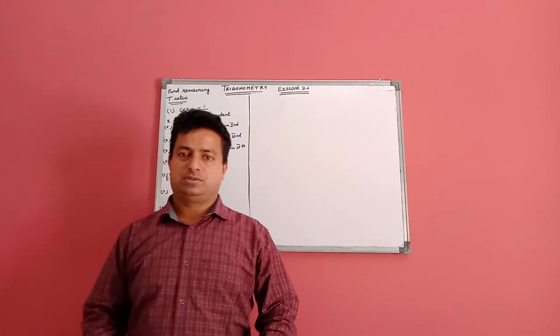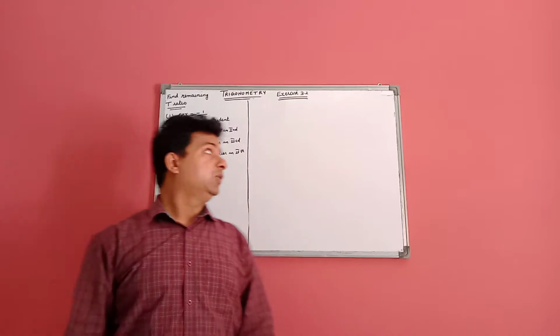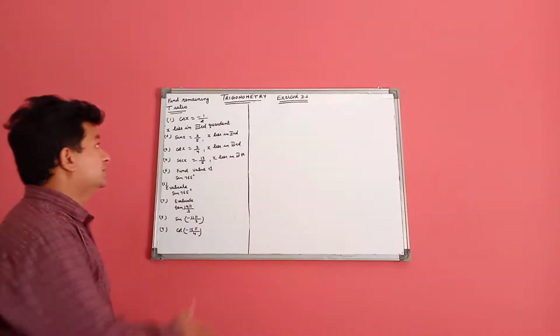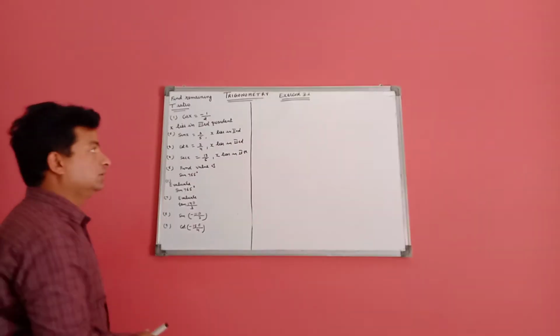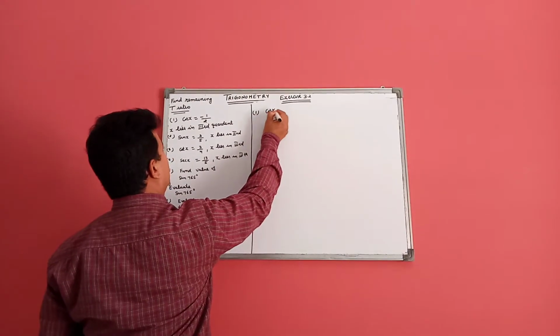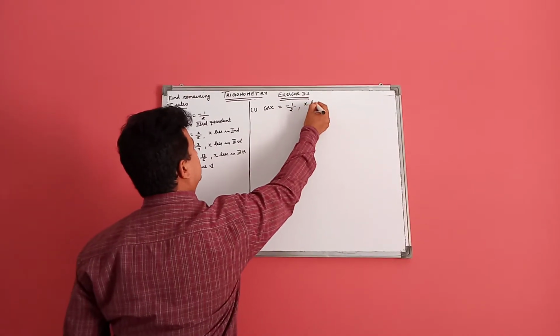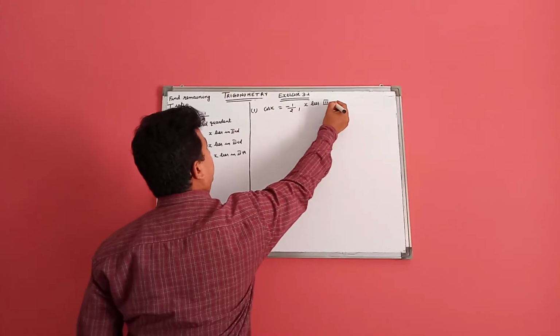Hello students, today we will discuss exercise 3.2 of class 11. These are the 9 questions. The first one is cos x is equal to minus 1 by 2. x lies in the third quadrant.